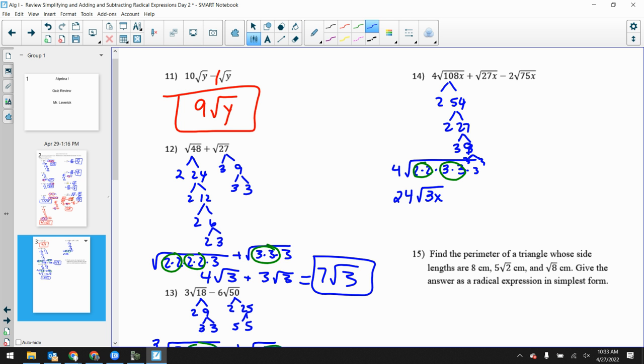Wait, how is it 6 going to come out? 2 and a 3 coming out. 2 times 3 is 6. I keep forgetting you don't add them. Yeah, multiply. 3 and a 9, 3 and a 3. So that's plus a 3 times 3 times 3x. Bring that out. 3 radical 3x. And then 75. 3 and 25. 5 and 5.